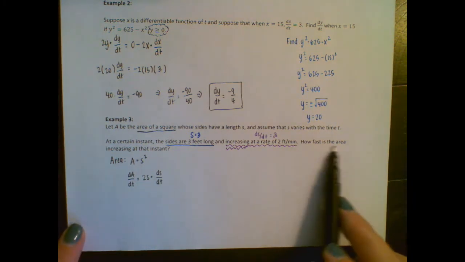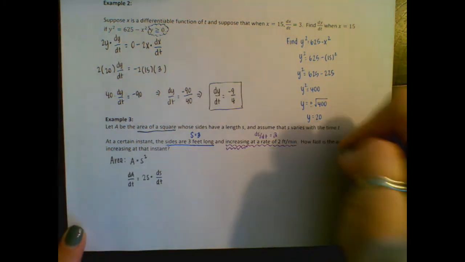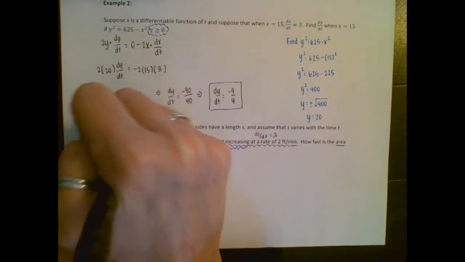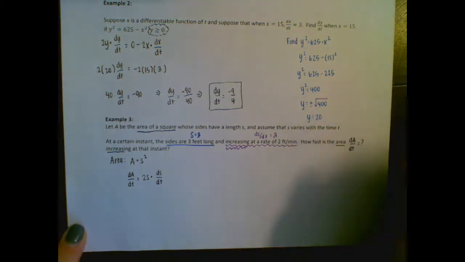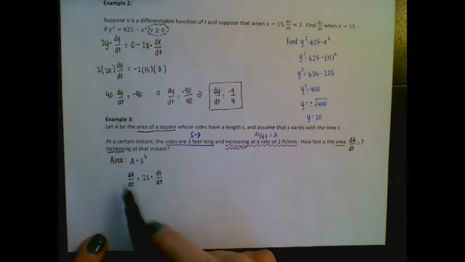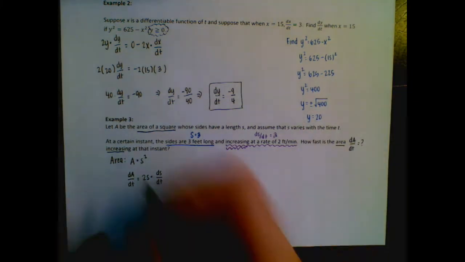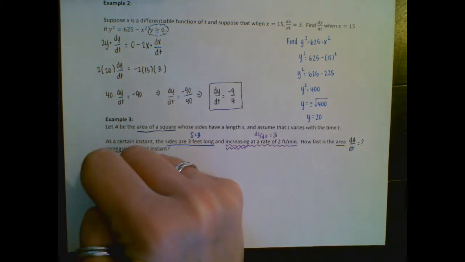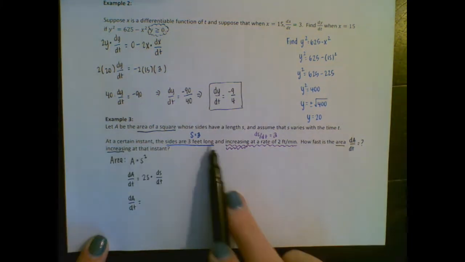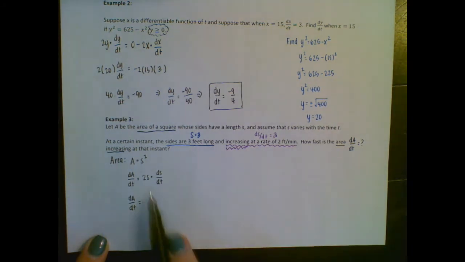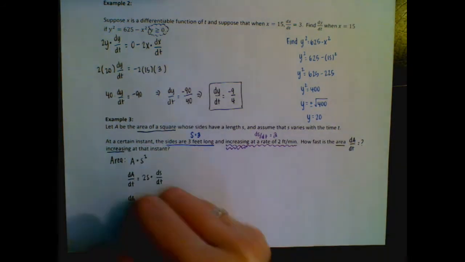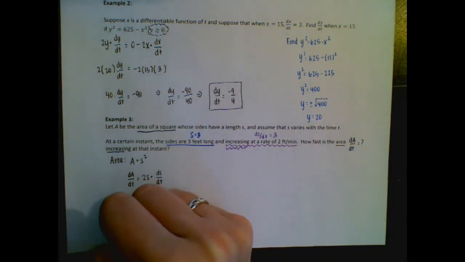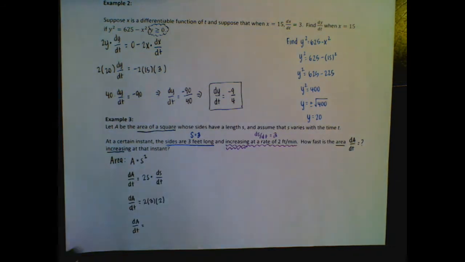And this is asking us, how fast is the area increasing? So if we want to know how fast the area is increasing, this is really asking us, well, what is dA dt? What is the rate of change of area with respect to time? So this is really what I'm solving for in this problem. What is the derivative of area with respect to time? I have the other 2 pieces of information that I need to fill in over here. So my dA dt is going to be 2 times 3 times 2, so 12.